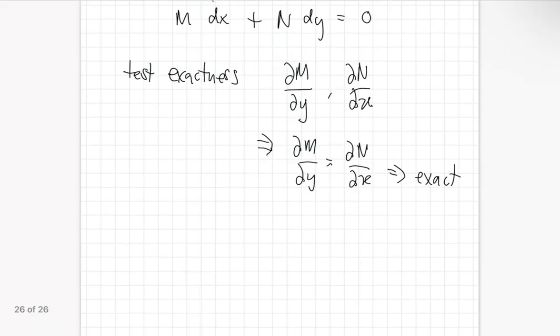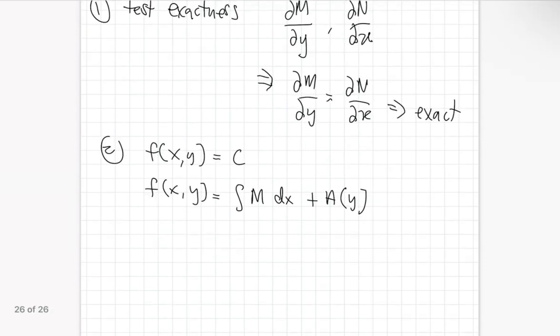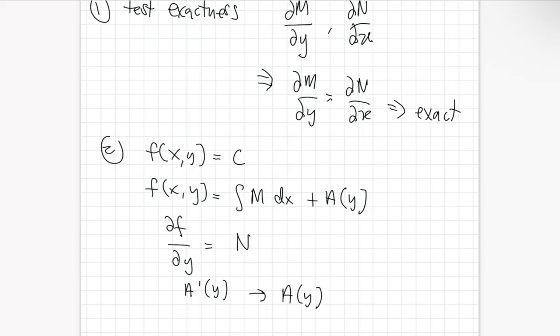Then find the solution. The solution will be in terms of f(x,y) equal to some constant. You can find f(x,y) by integrating M with respect to x plus some function A(y). After you get this, find the derivative ∂f/∂y and make sure this is equal to N, and then you can solve for A'(y). After that, integrate to get A(y), and then substitute back into the equation.